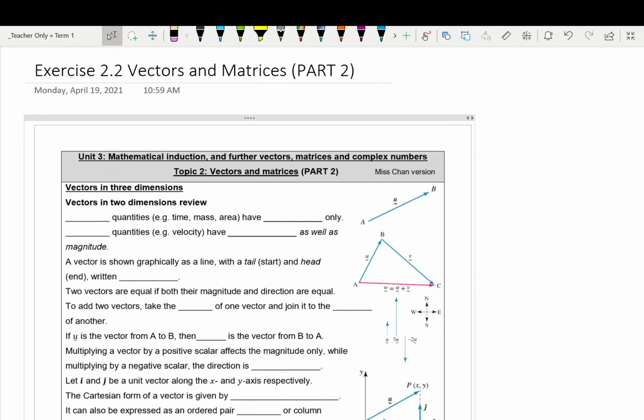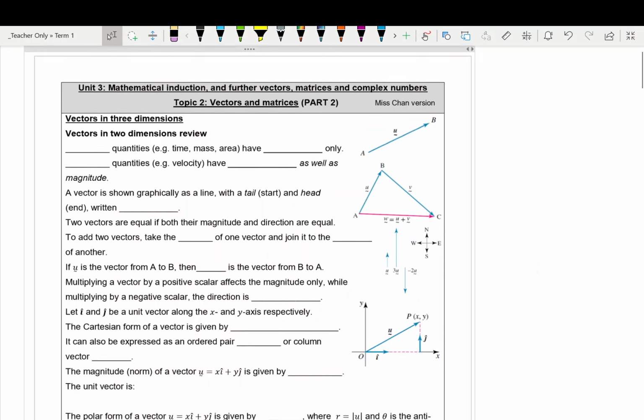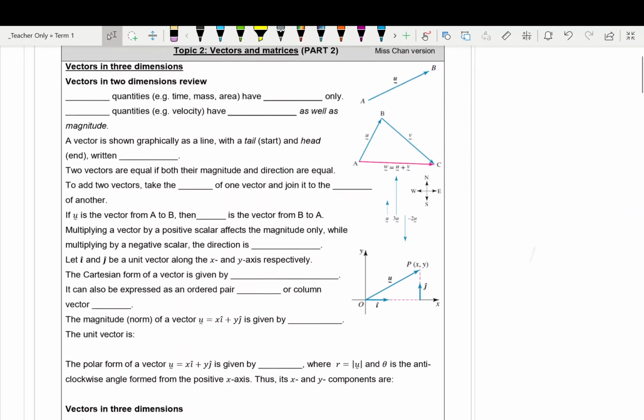All right, today we're looking at topic 2 of Unit 3, which is vectors and matrices, but we're looking at part 2, which is vectors in 3 dimensions. To start us off in our booklets, we've got a review of vectors in 2 dimensions. I'm going to leave this as an activity for you to test yourself on the information that we covered last year, just to make sure that you remember all that we covered. So go through, fill in all the blanks, and then check your results with the OneNote.